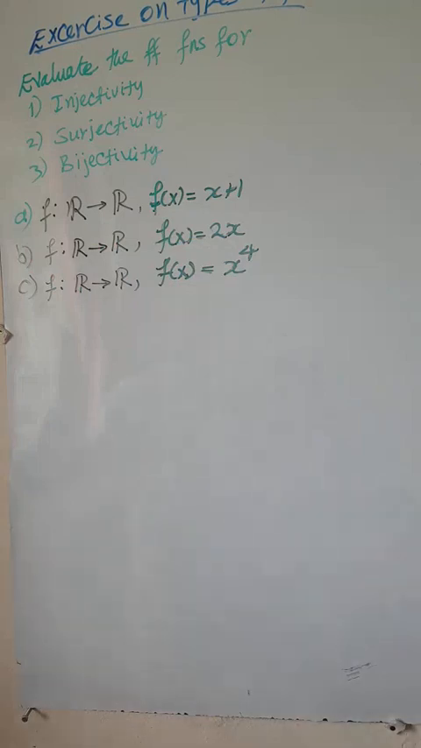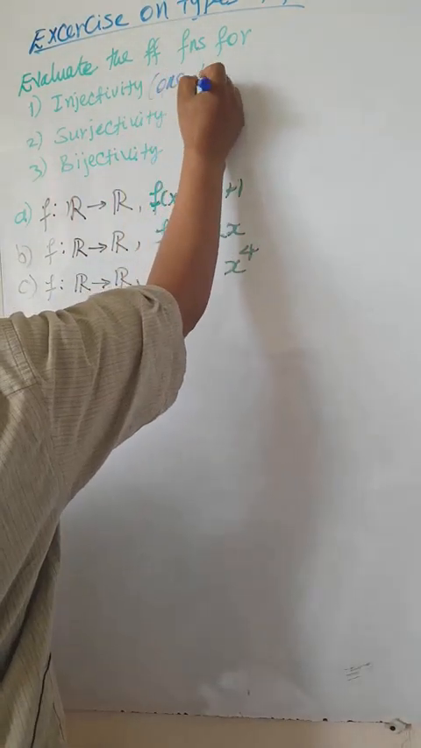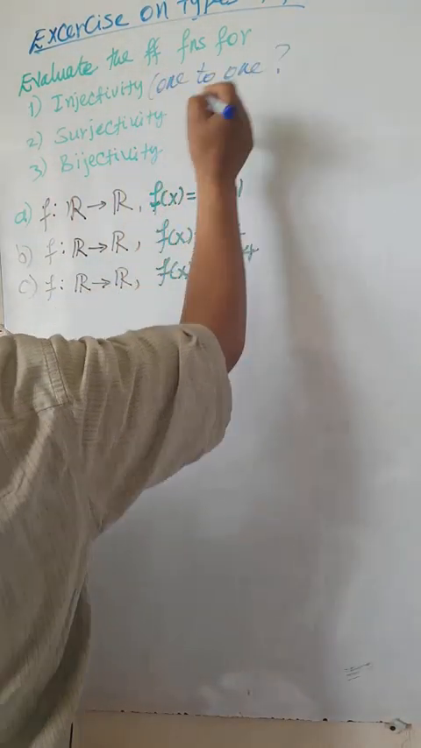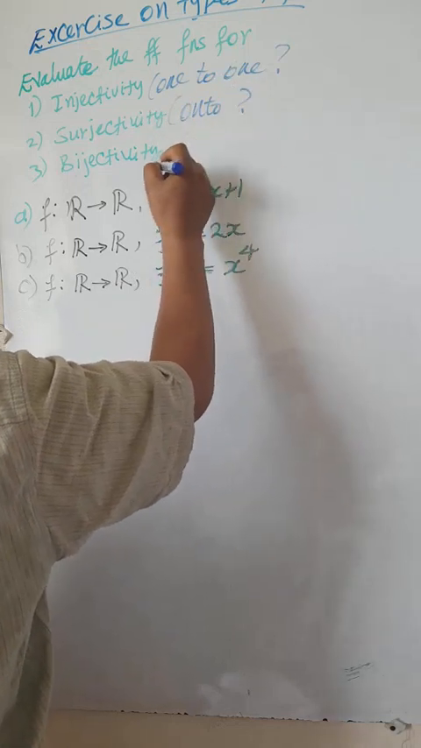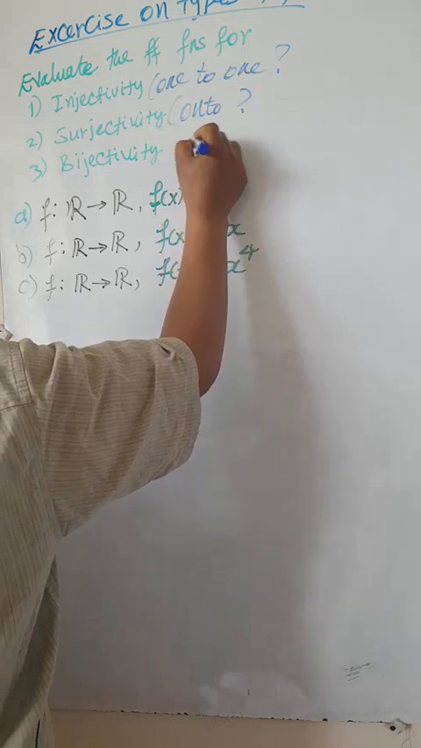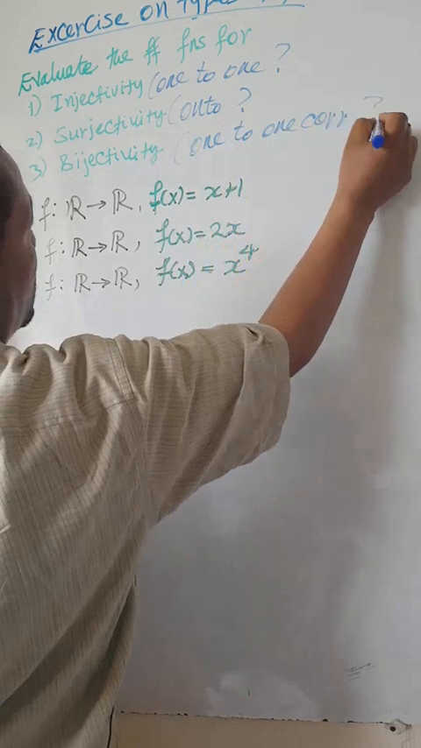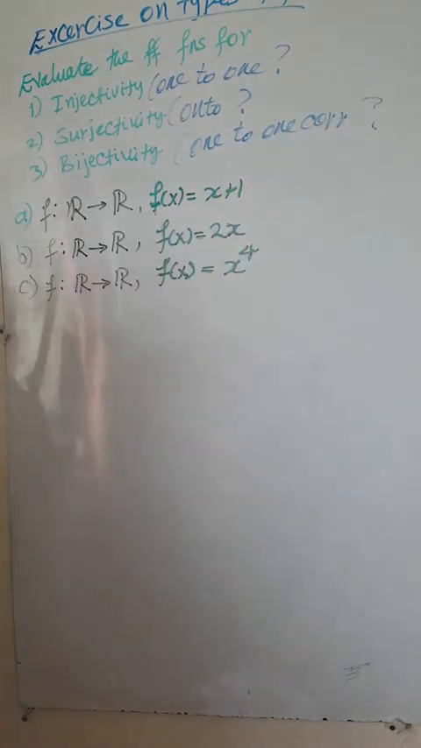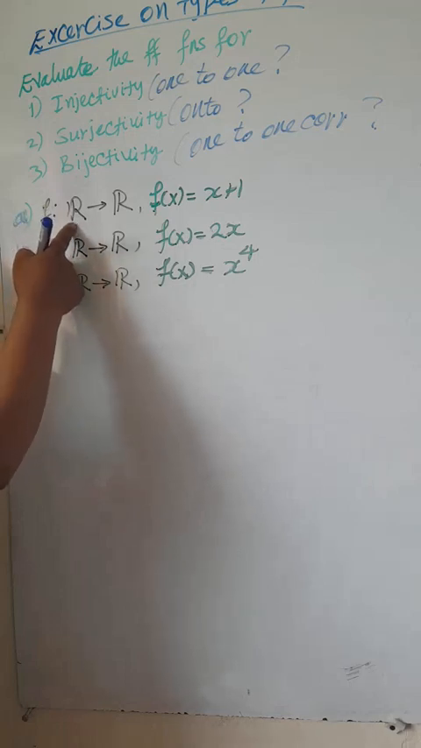Exercise on types of functions: evaluate the following functions for injectivity, surjectivity, and bijectivity. Injectivity means one-to-oneness, surjectivity means onto, and bijectivity means one-to-one correspondence.